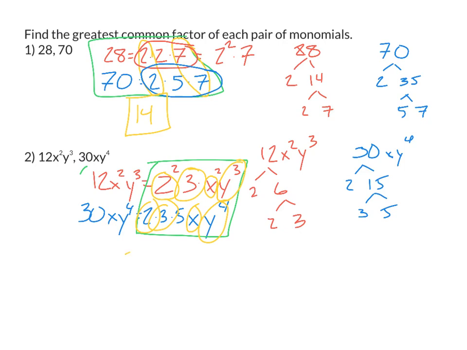So that leaves us with 2 times 3 times x times y to the third, or rather 6 x y to the third. And so that's the GCF, or greatest common factor, of those two monomials. That's the largest number that divides out of both of these. Okay, so that's how you'd find the GCF for those numbers. For now, we are done.